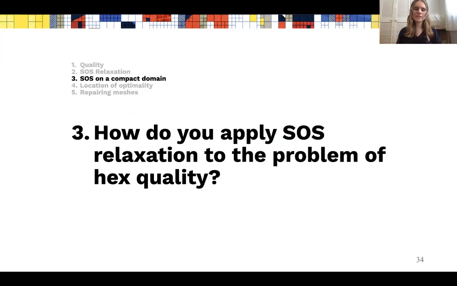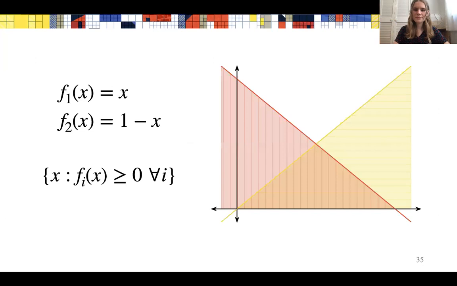So we have this powerful tool of SOS relaxation, but we'd like to be able to apply it over compact domains, like the unit cube in the hex quality problem. So how can we represent a domain like this? Well, one way is with polynomials. So for example, the polynomials x and 1 minus x, if we consider the set where they're both positive, we end up with a range of x equals 0 to x equals 1.